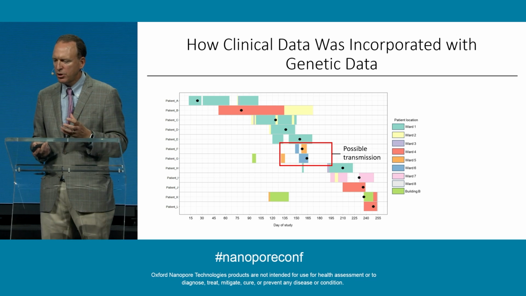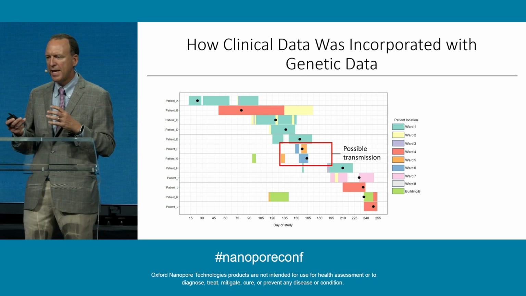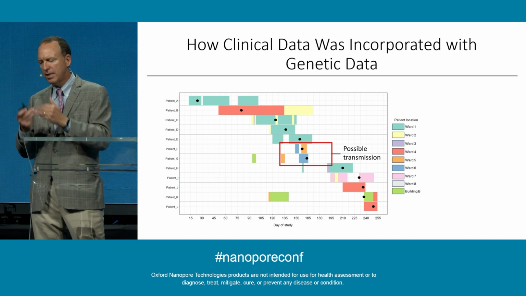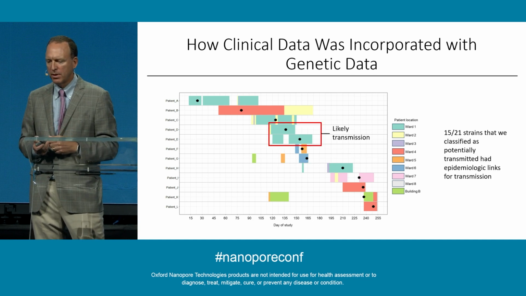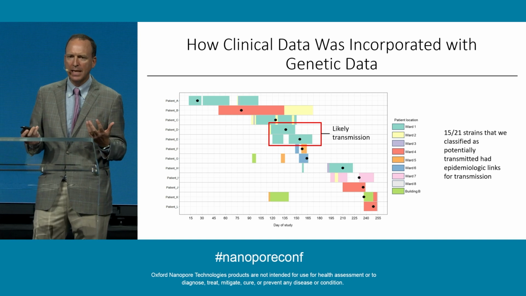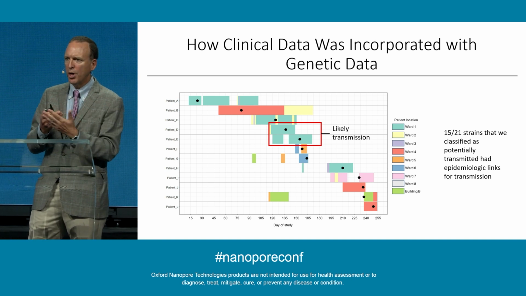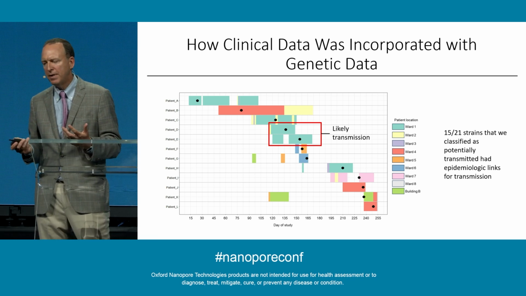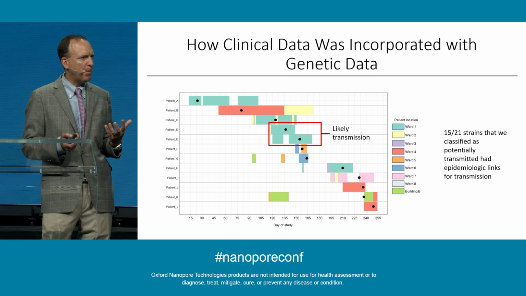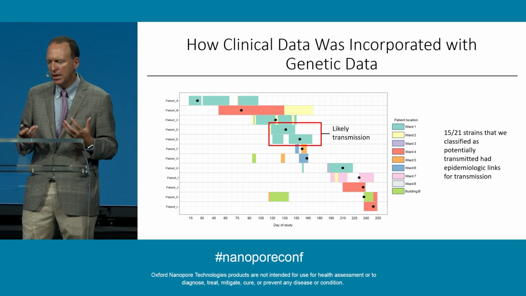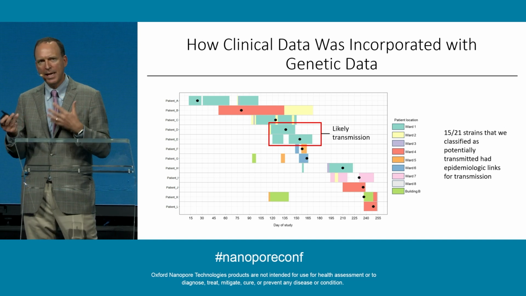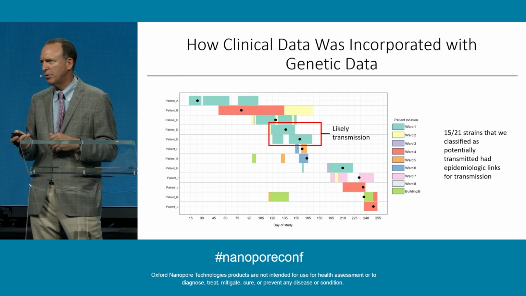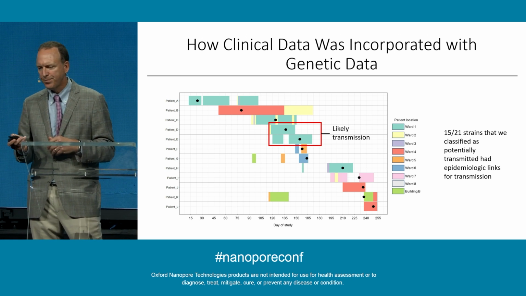So a possible transmission would be here, patients F and G, because the 2 patients had been on the same ward, but they didn't overlap entirely in where they stayed. Whereas patients D and E would be classified as likely transmission because they were sharing the same ward when they developed this infection. So 15 of the 21 strains that we classified as potentially transmitted actually had epidemiologic links for transmission, indicating that we were picking up likely transmission going on, again, undetected under the radar of the infection prevention and control persons in our hospital.